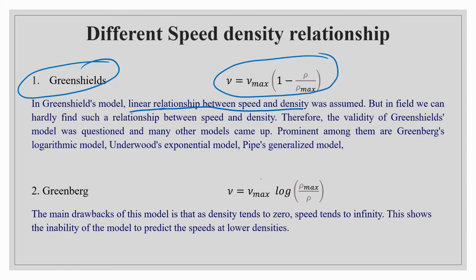So we will see the Greenberg model. So this one is the Greenberg model. They gave the speed density relationship like this. But the problem of this model is that you can see that when rho tends to 0, the speed tends to infinity. This shows the inability of the model to predict the speed at lower densities.